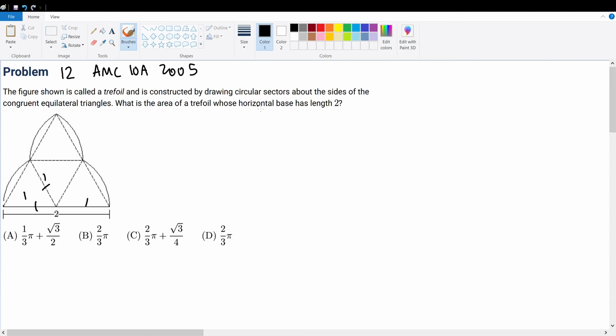Problem 12, AMC 10A 2005. The figure shown is called a trefoil, and is constructed by drawing circular sectors about the sides of the congruent equilateral triangles. What is the area of a trefoil whose horizontal base has length 2?